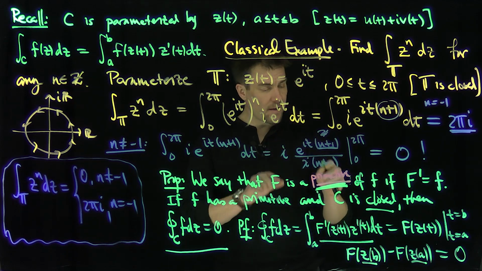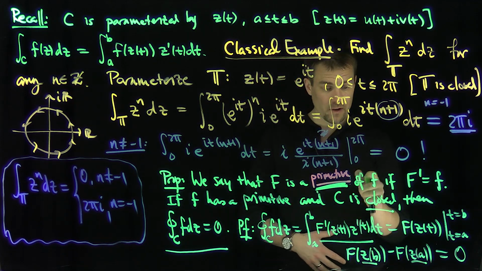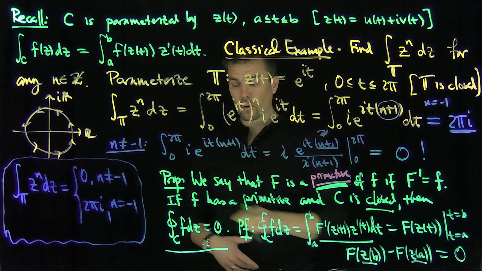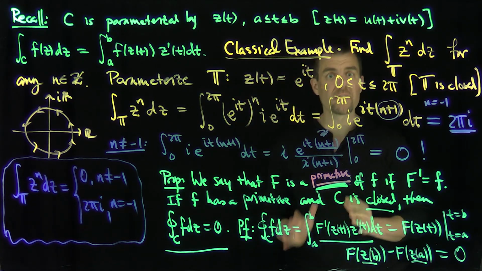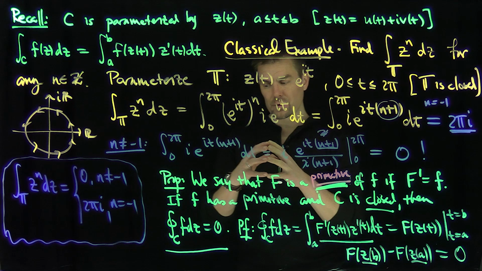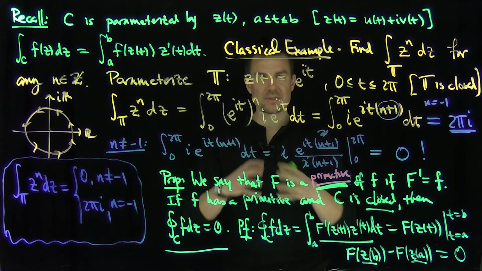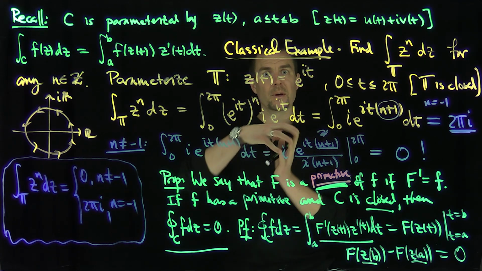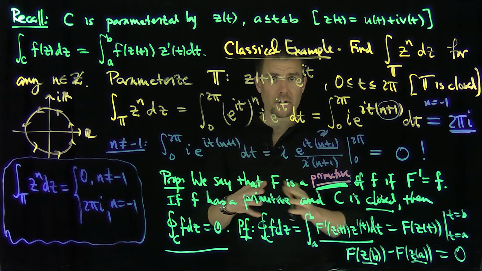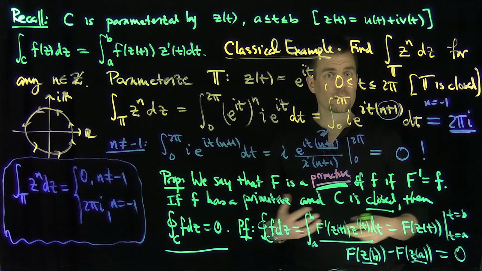So if a complex valued function f has a primitive, then the integral over a closed curve is equal to 0. Of course, I need to assume that this primitive exists on some open set, maybe some simply connected set, but I'm intentionally leaving the geometry a little bit vague right now until we get a few more analytical tools in our tool chest.